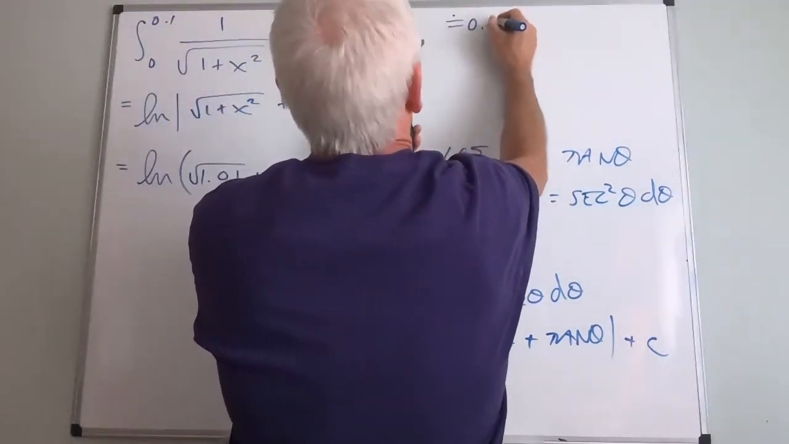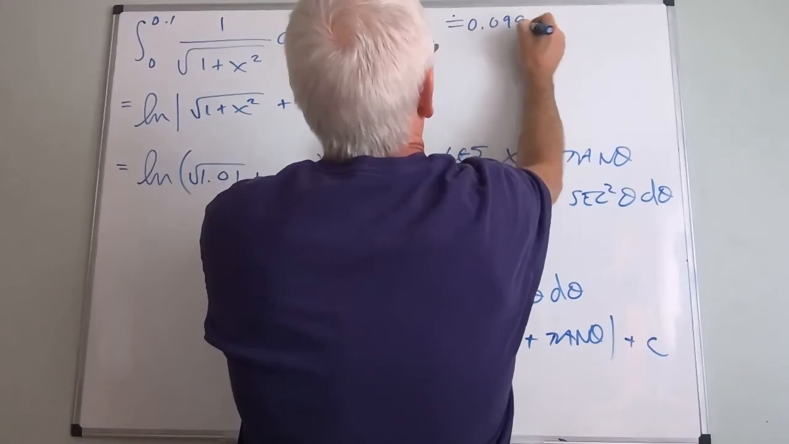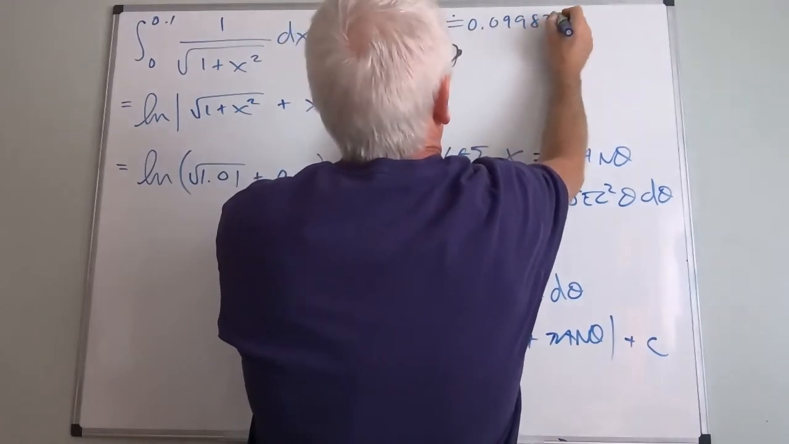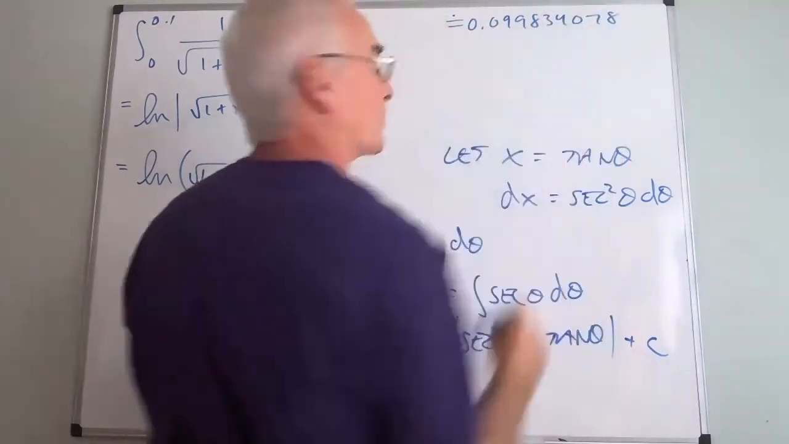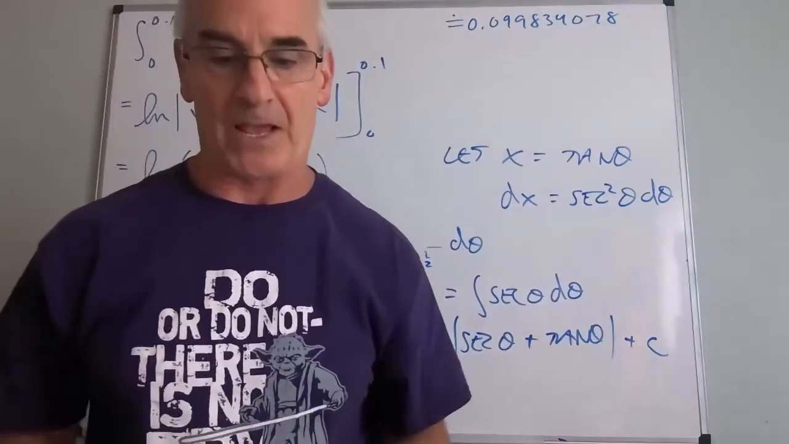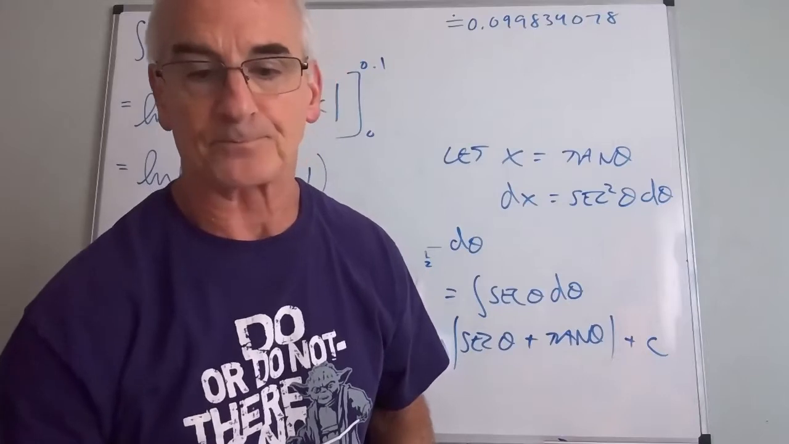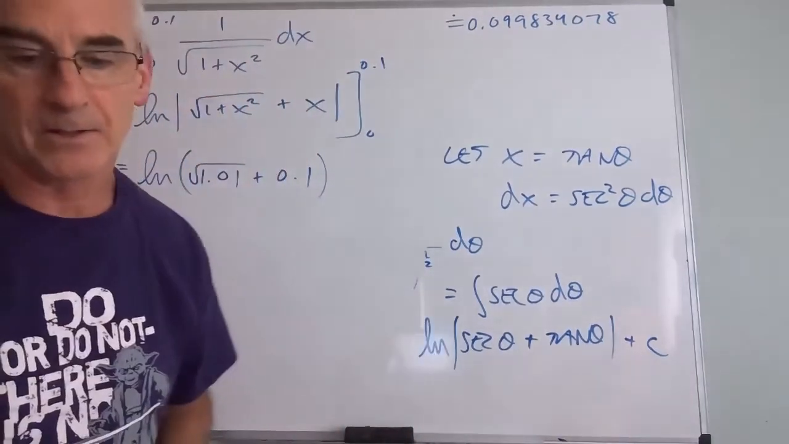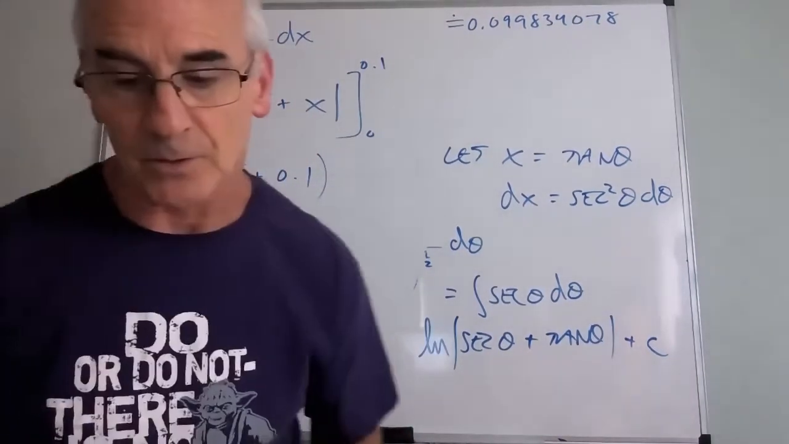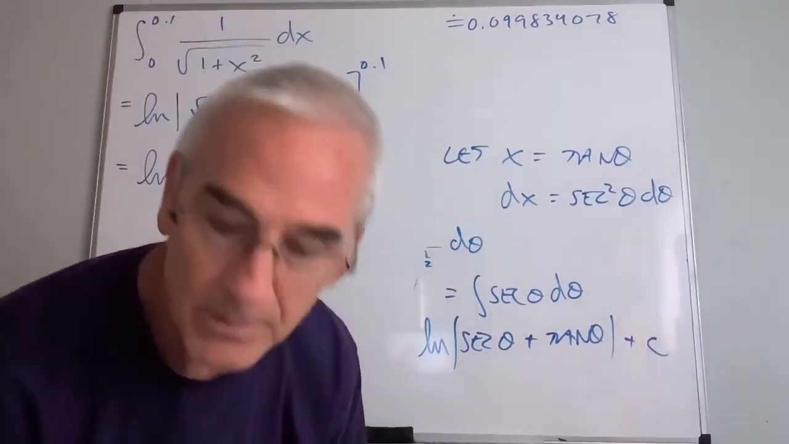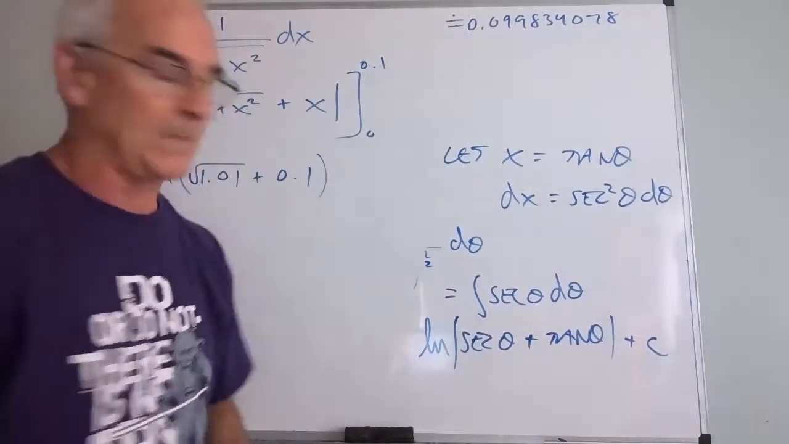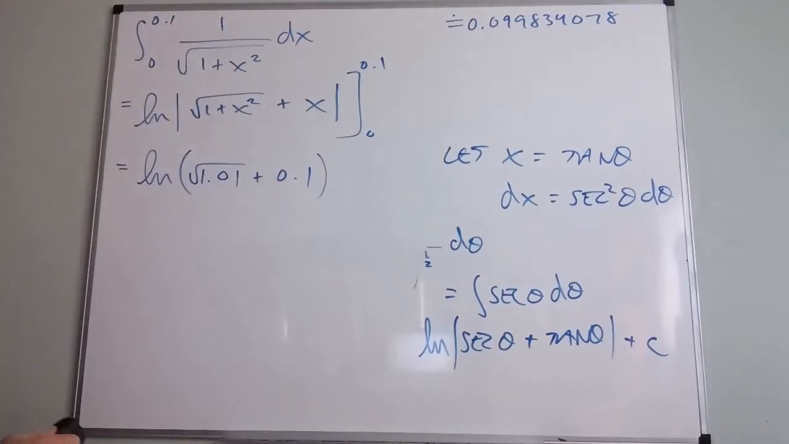Approximately 0.099834078. That's what my calculator produces. Okay. So hopefully y'all have something like that. Now, 0.7. Yeah. All right. Now, let's do the power series approach.